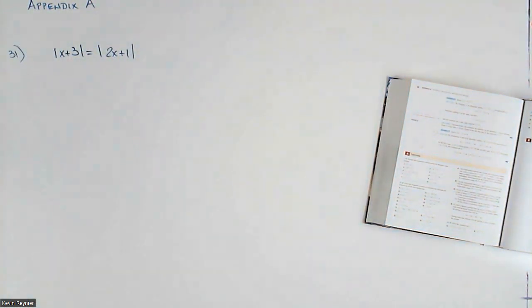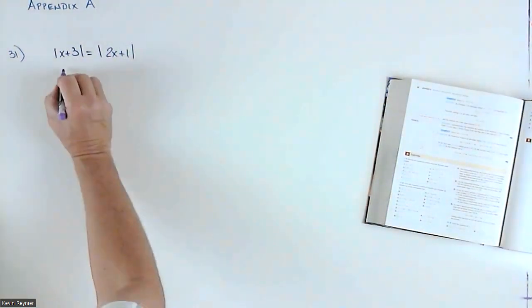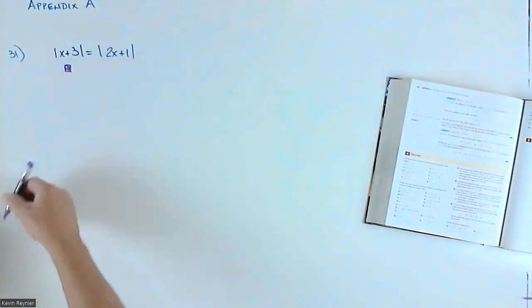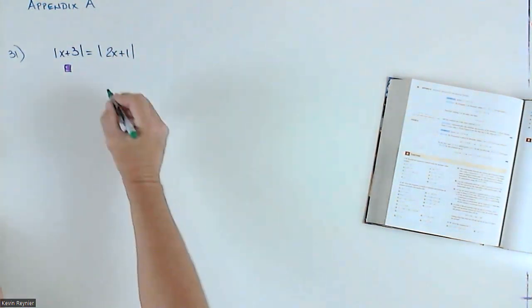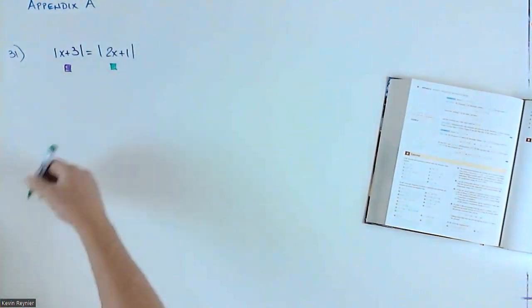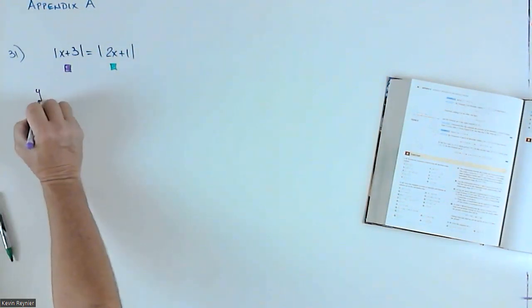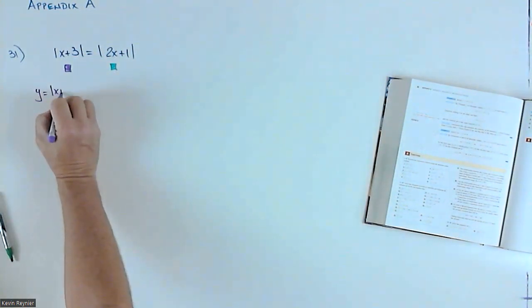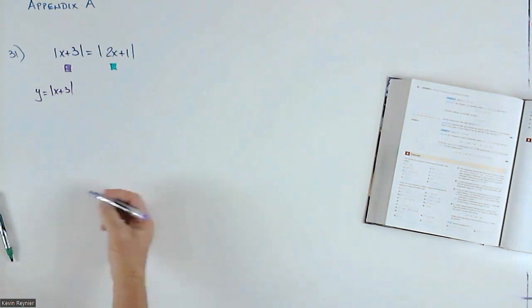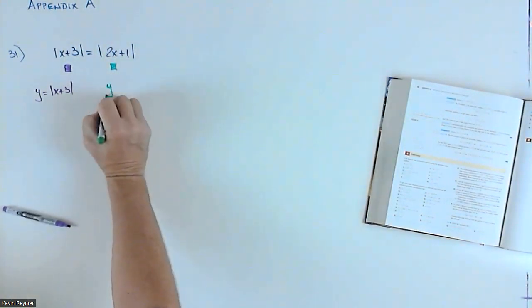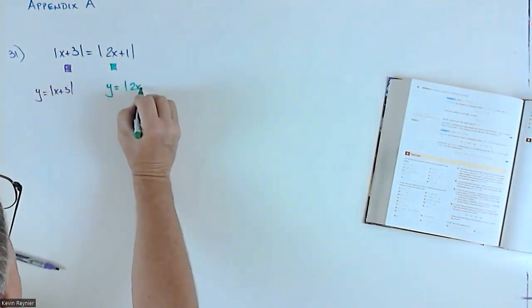Well, the easiest way to do this one is just graph them. Straight up, just graph them. We'll graph this one in purple, and this one in green. So this is going to be y equals the absolute value of x plus 3. This one's going to be y equals the absolute value of 2x plus 1.